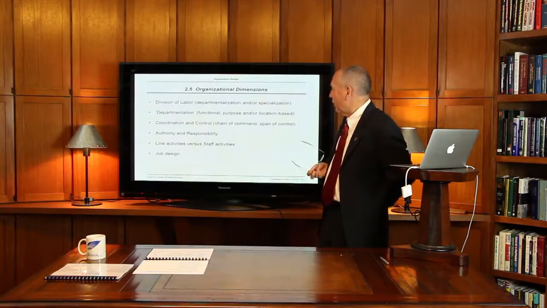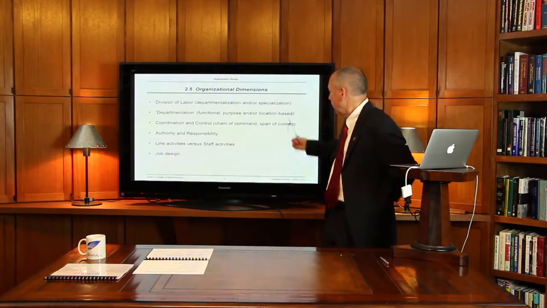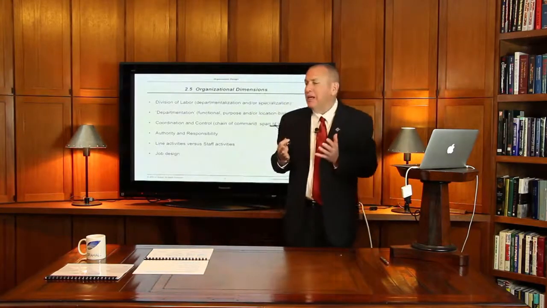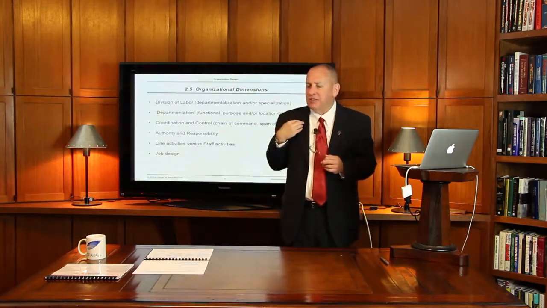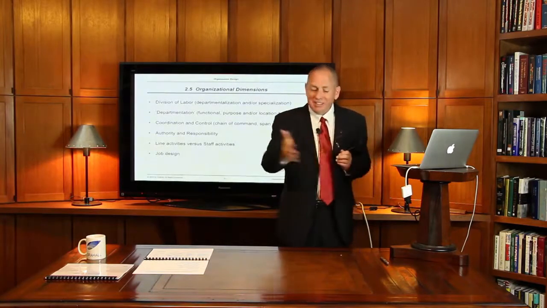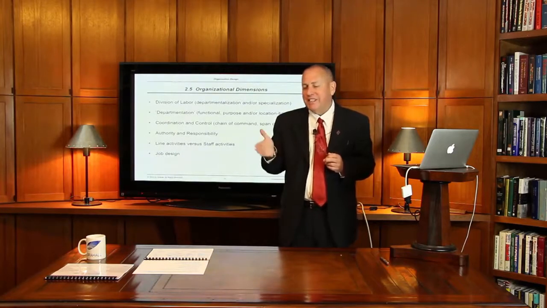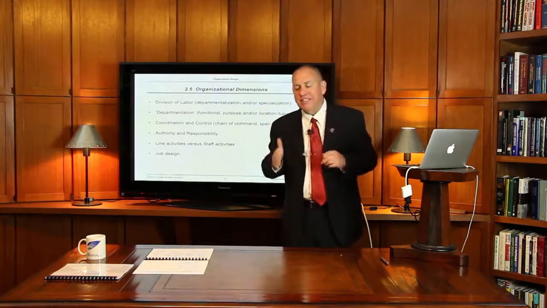What is our coordination and control mechanism? Is there a chain of command? What are the spans of control? Span of control is basically how many people a supervisor supervises. If I'm a supervisor and I have 10 people, if they're all doing exactly the same job, that's relatively easy for me to supervise. If they're doing 10 different jobs and 10 different functions, then that's a lot harder. Maybe 10 is too many.